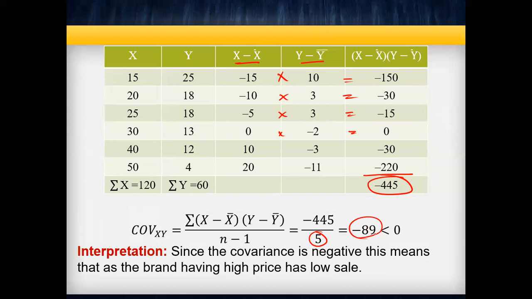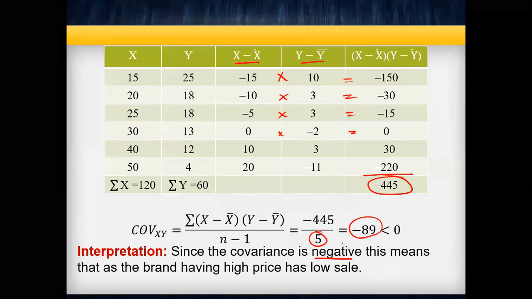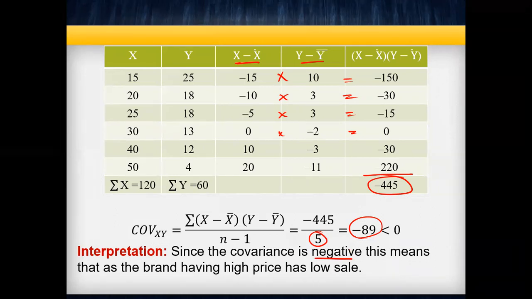Minus 89. So it indicates that the price and the sales are negatively correlated. The relationship is negative. Covariance is negative, so this means that as price increases, the sales will decrease. So this is what we do in the covariance.